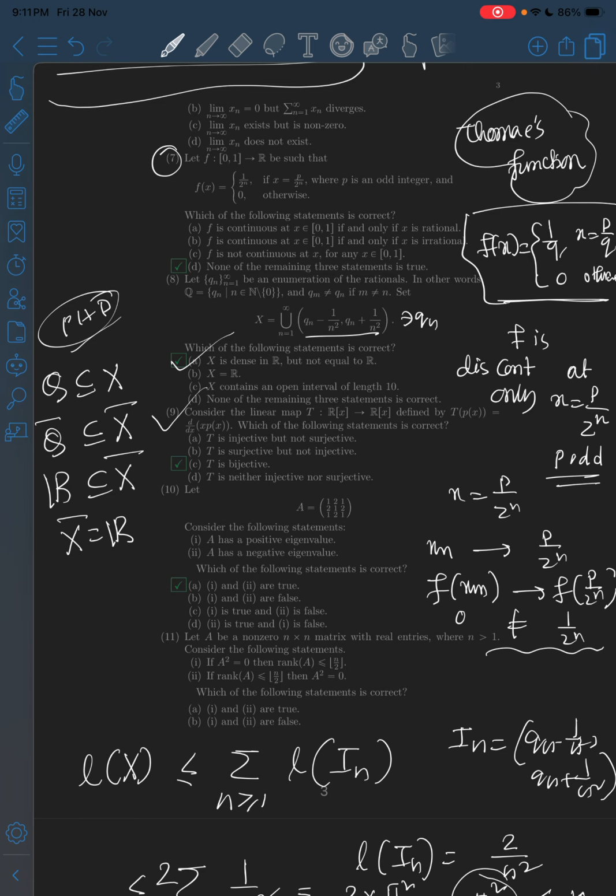First, observe that A has a positive eigenvalue. That is definitely true. Why? Because if all the eigenvalues are less than or equal to 0, then the trace must be less than or equal to 0. But the trace is 3. So A has a positive eigenvalue. So obviously the first statement is correct. Now, the first row and third row are the same. That means the determinant is 0. So 0 is an eigenvalue, and one eigenvalue is positive.